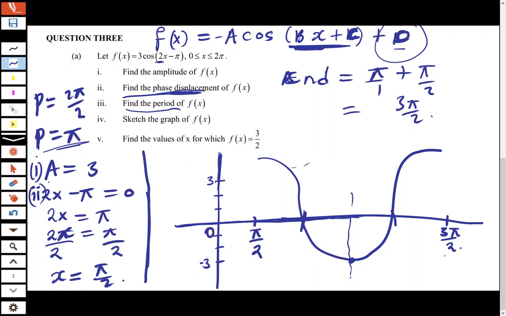Okay. So the midpoint of any 2 numbers is found by adding the 2 numbers and then dividing by 2. So when you add 2 numbers and then divide by 2, it means that you are finding the midpoint of those 2 numbers. Let me just erase this.